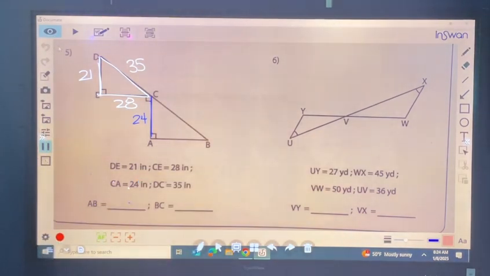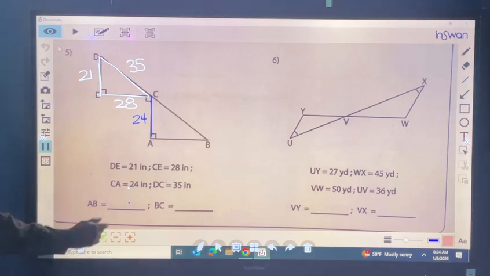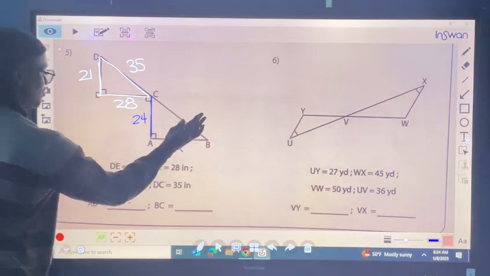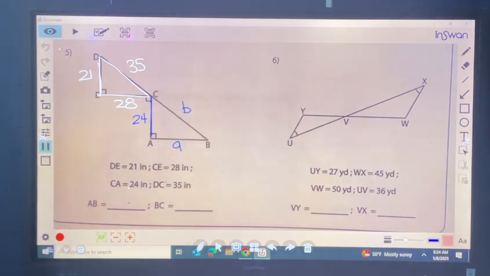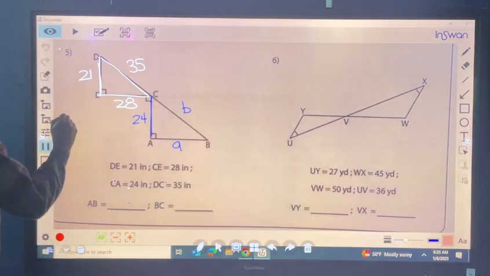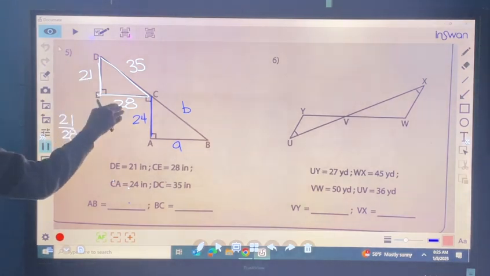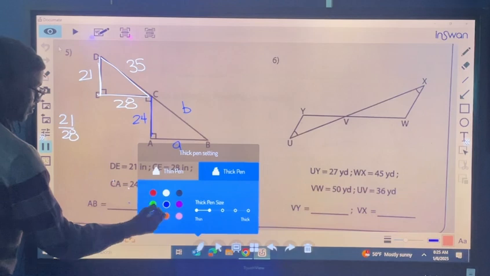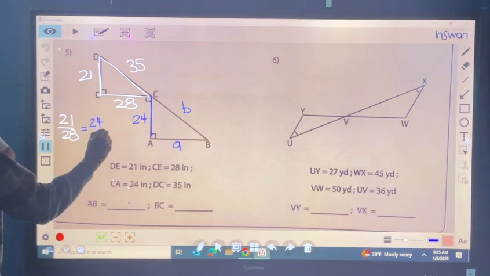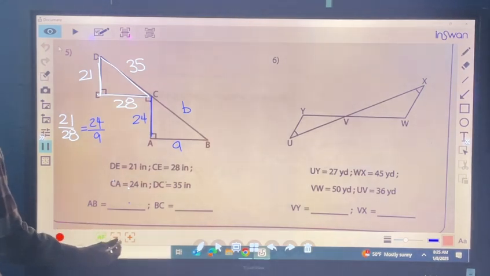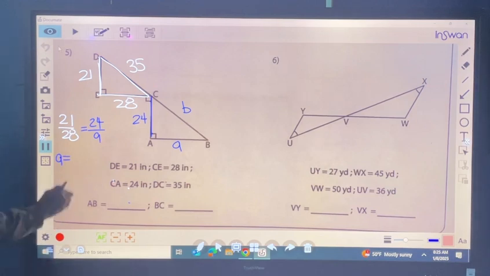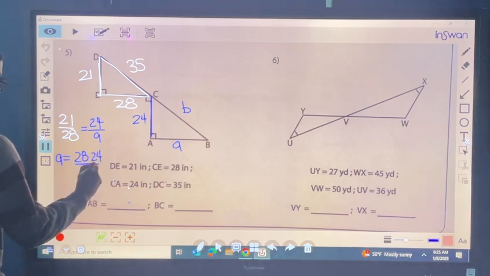So all I think we need to do is figure out the proportion for one. Alright, so let's get this first one. We'll call this A, and then we'll call this one B. So the first proportion for A, you can set it up as 21 over 28, because we're comparing those two, compared to 24 over A. Now, what two numbers am I multiplying? Cross multiplying 28 and 24 divided by 21.